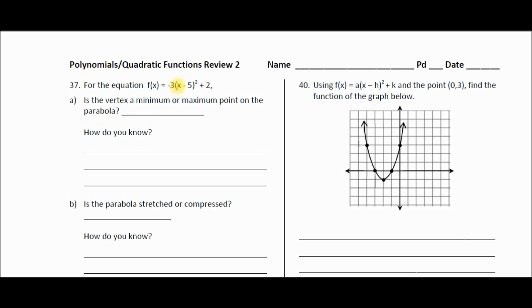Class, please don't guess at this. The a value is negative. We have a negative a. That means our parabola opens down, and that means our vertex is at the top. So our vertex is a maximum. How do we know? Because the parabola opens down.